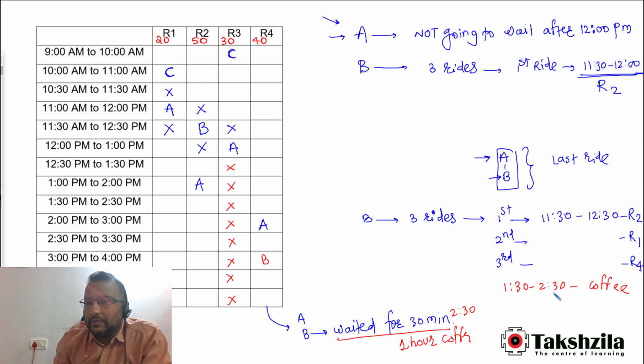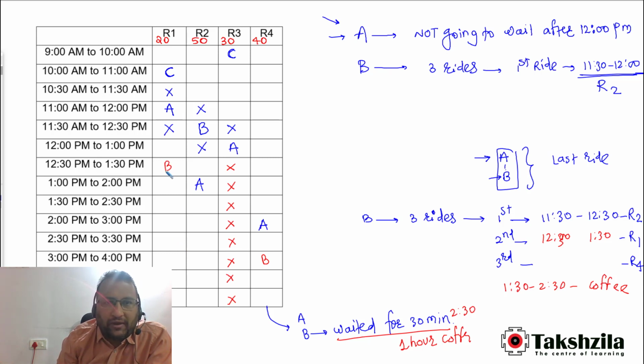It means B completed second ride at 1:30, which started at 12:30. So 12:30 to 1:30, which ride B can take? Let's have a look at it. 12:30 to 1:30, it cannot be ride 2, it is already taken. Ride 3, no, it has to be ride 1. So B took ride 1 in a slot 12:30 to 1:30. So this is how we can fill this table. So depending on this, let's start solving questions. Hold on. So let me copy this table over here.